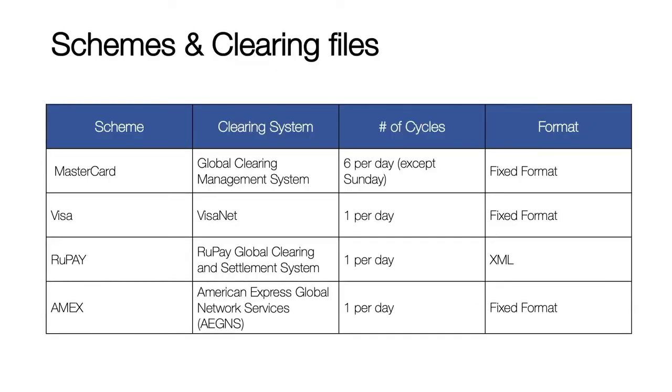I just want to provide a brief on the various schemes and their clearing files. Each scheme has their own clearing system, file formats and number of clearing cycles on a given day. This table provides a quick glimpse of these files. MasterCard's clearing system is called GCMS and it generates 6 files on a given day and no files on Sunday. It is also referred to as IPM files. You would have heard of the number T112 files. It generates a fixed file format.